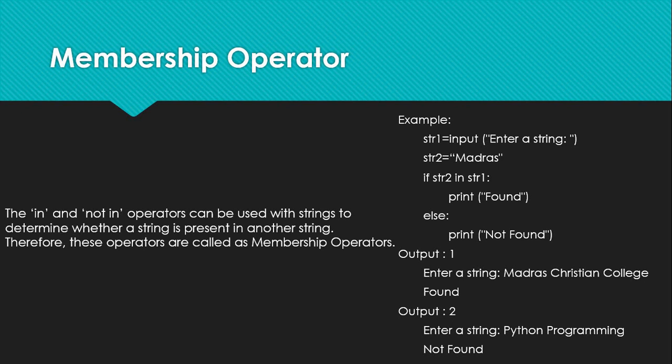I'm going to input a string and store the string under str1. I've already assigned the string str2 equal to Madras. Now I'm going to check if that string str2 is in the string str1. See, I may input one string, check whether the string Madras is there in the string that I have keyed in. If str2 is in str1, print found, else print not found. So look at that example. I have keyed in Madras Christian College. In Madras Christian College, is that string str2, that is Madras, present? Yes, it is present. So it says found. If it is not there, it says not found.